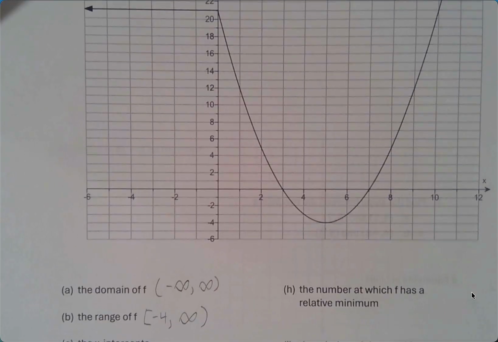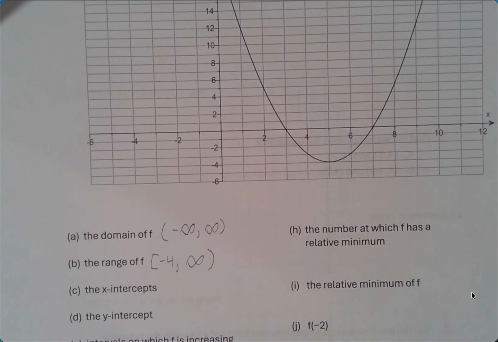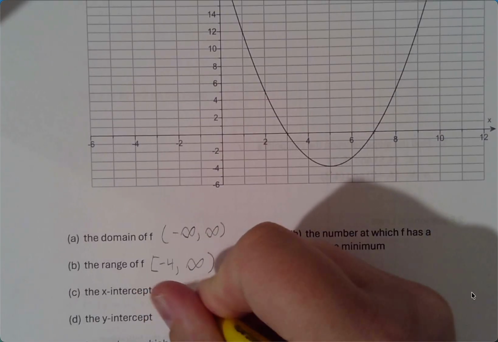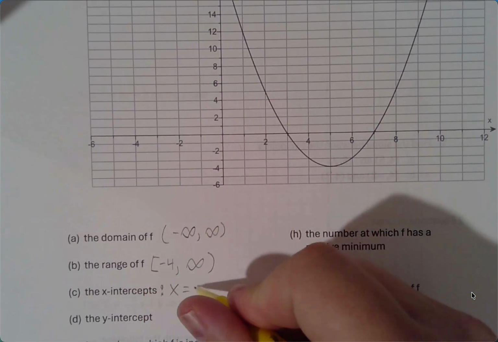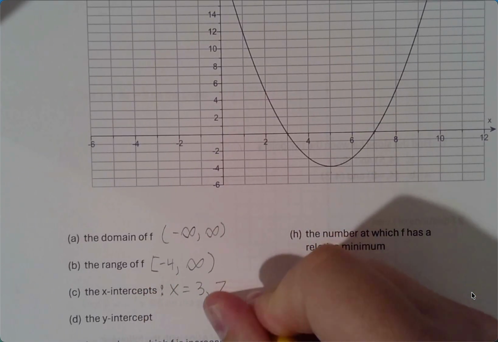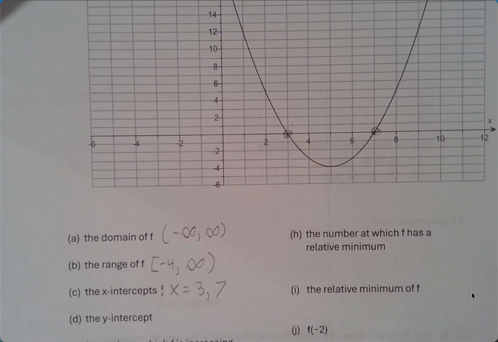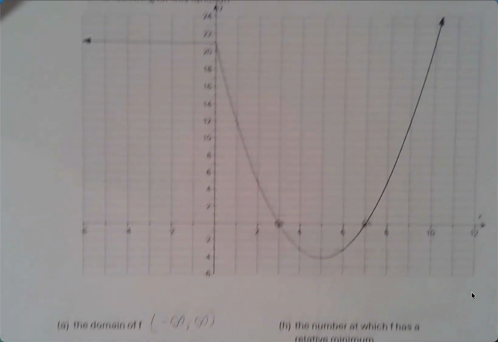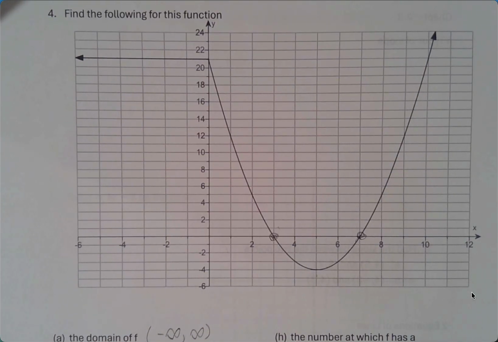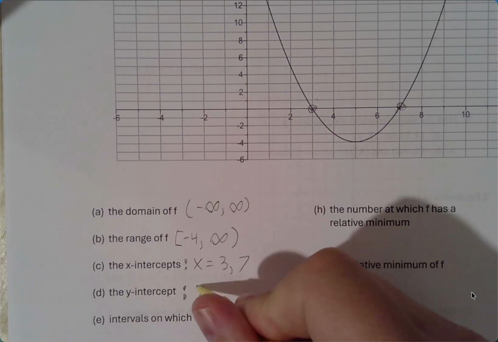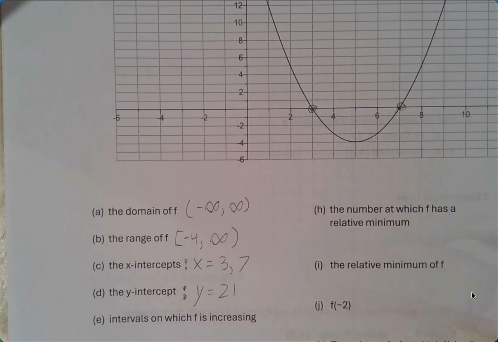Okay, x-intercepts. Where do we cross the x-axis? Hopefully you can see those places. We cross the x-axis in two places, and they are x equals 3 and x equals 7, right here. Those are our x-intercepts. All right, well then let's look at what the y-intercept would be, and we've actually said that already. The y-intercept is where y equals 21, where I cross the y-axis.